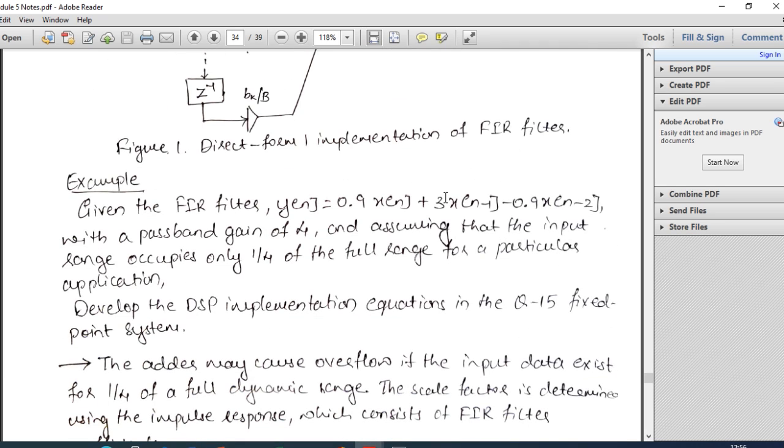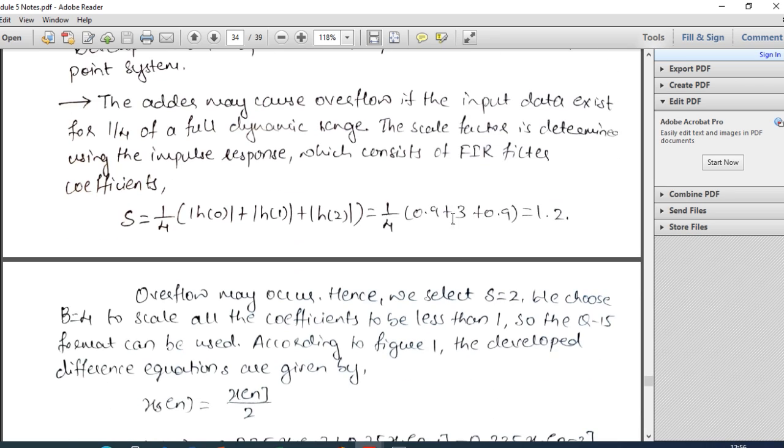Here we only consider the positive values of the coefficients. Negative is associated with the input. That's why we have considered only the 0.9 values, which are positive. Then it should be divided by 4. We got 1.2. But the condition for the fixed point system is that it should be a power of 2. The nearest power of 2 for 1.2 is 2 raised to 1, so we can write it as 2. So S can be chosen as 2, and the factor B should be the next power of 2. If I choose 2 raised to 1, the next power for the B factor is 2 squared, that is 4.